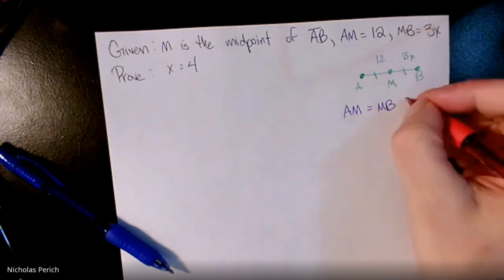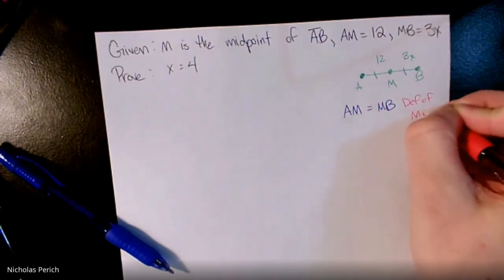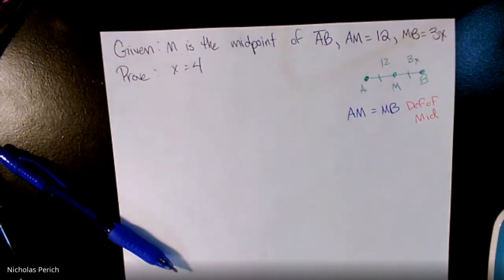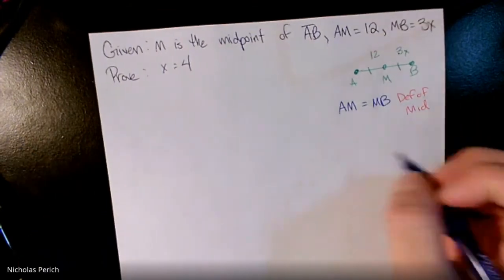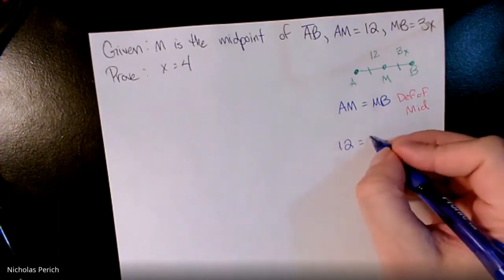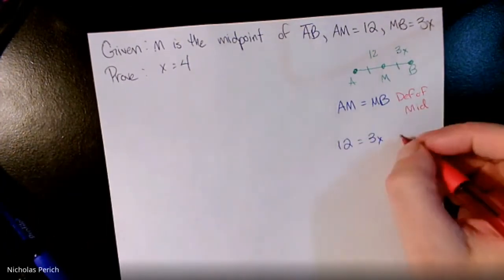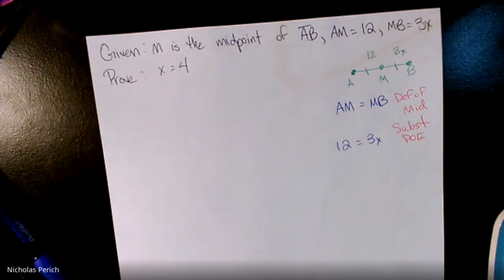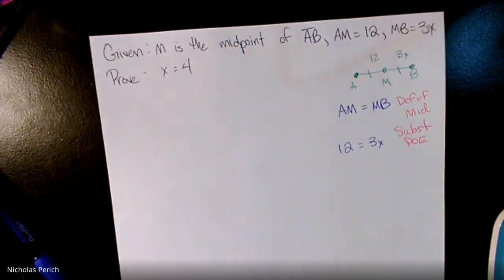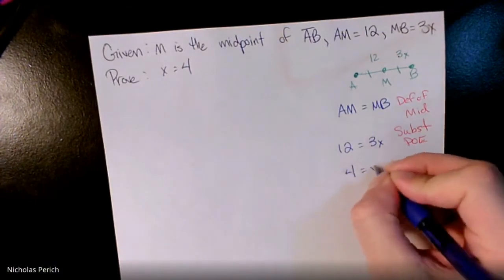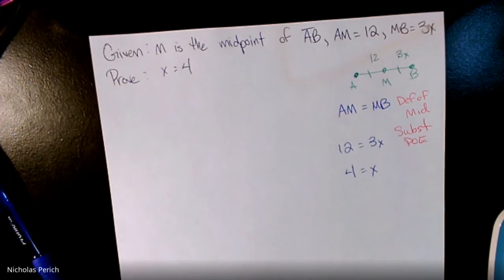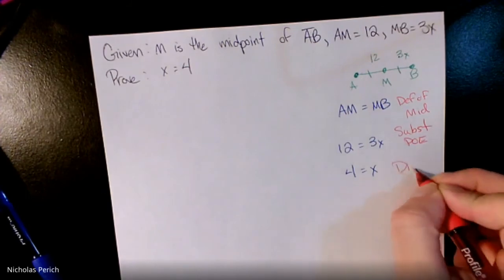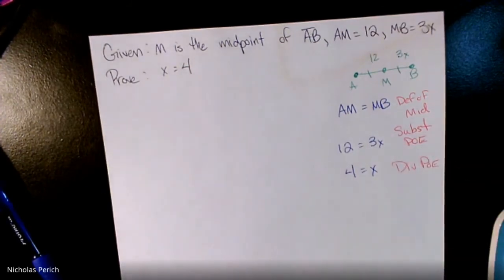Why am I allowed to say that? Because of the definition of midpoint, right? Midpoint says if you have a midpoint, it splits your segment into 2 equal parts. AM is 12. MB is 3x. Why was I allowed to say that? By the substitution property of equality. Substipo. 4 equals x. Why was I allowed to say that? Div po.